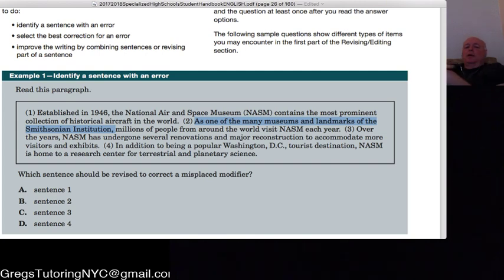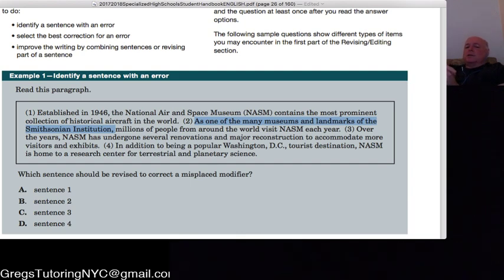So another way to look at this is, instead of it saying which sentence should be revised to correct the misplaced modifier, it can say which sentence should be revised, or which sentence should best be revised. They could have ignored the term themselves in the question. But in this case, they're cluing you in on it.